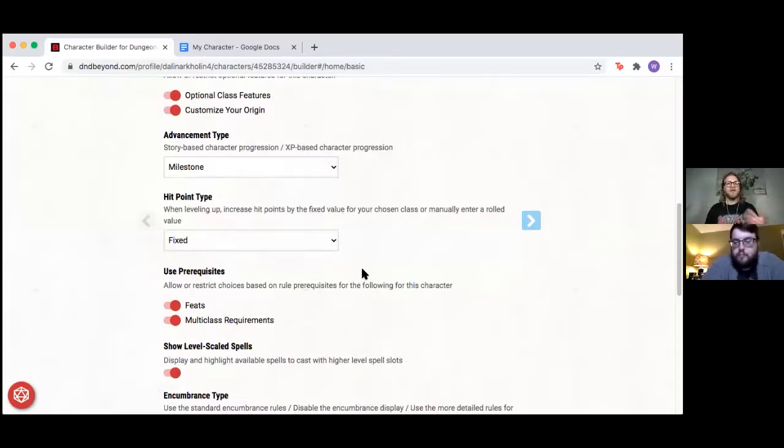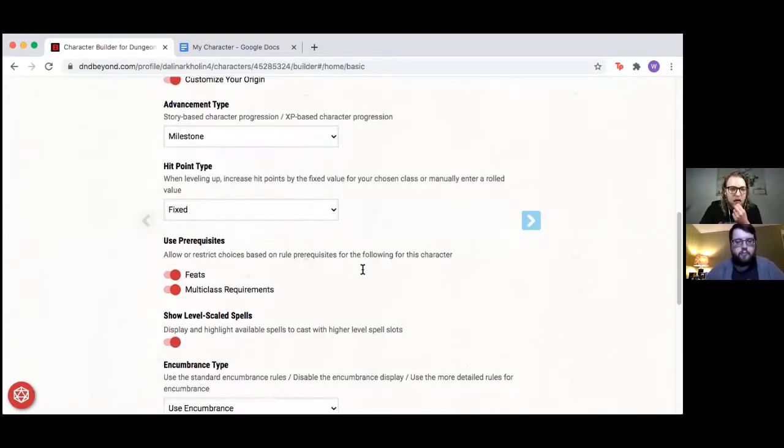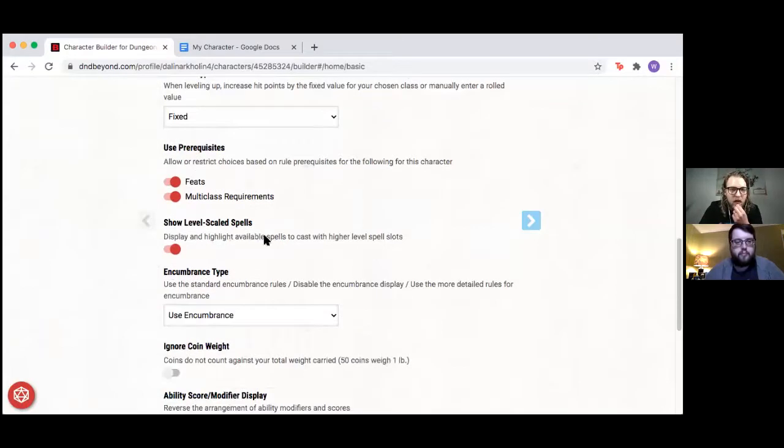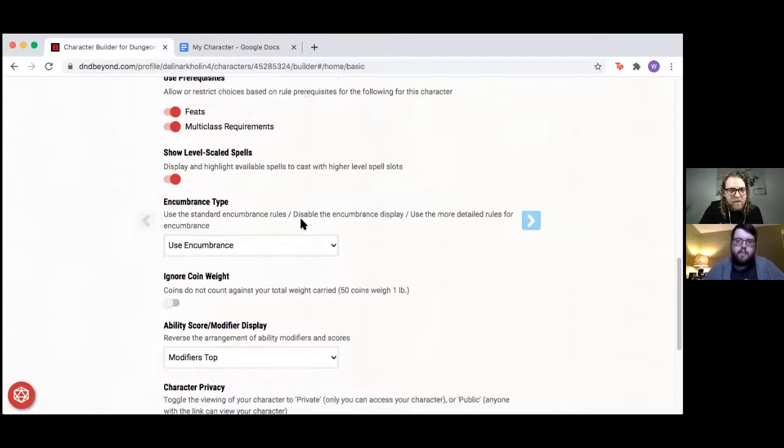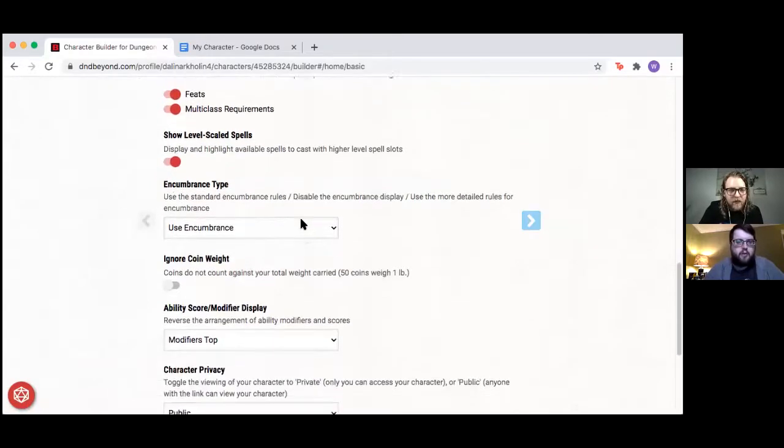So I'm going to do fixed HP, which D&D Beyond will calculate for me based on my race, my Constitution modifier, my class, all of that. Let's see. We probably should have the restrictions for multiclassing, Shannon. Yes, we'll go ahead and keep those on there.